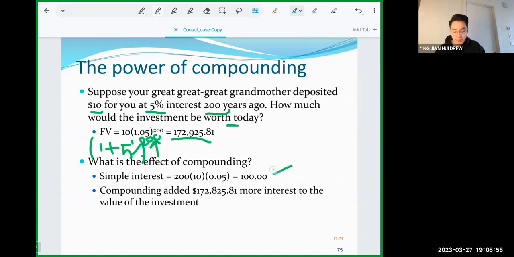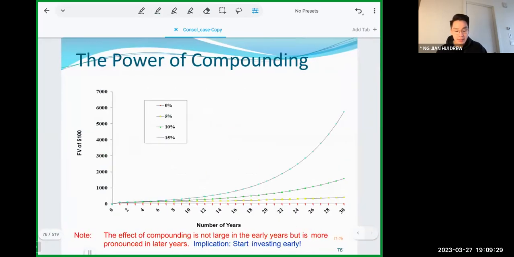If we calculate the simple interest, we just take $10 times 5% multiplied by 200 years, and you only get $100. This shows that compounding adds a lot of interest to your amount, because the difference is so large. It explains the power of compounding: as your number of years increases, the amount you get at the end becomes almost exponential. A small side note is that it encourages you to save early, making small savings so that your amount can grow as the years increase.